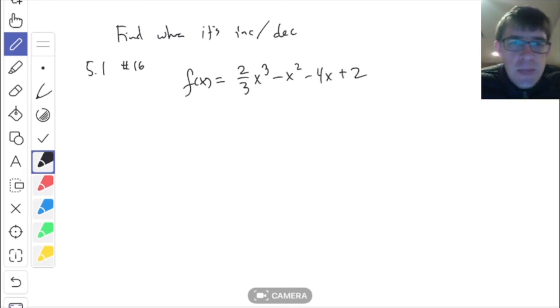All right, these problems actually will take you quite a bit of time to do. This one might take 10 minutes to do one of these. On the test, I'm certainly not going to ask you to do more than one like this. Find where it's increasing and decreasing.